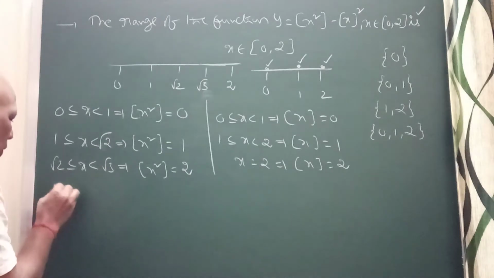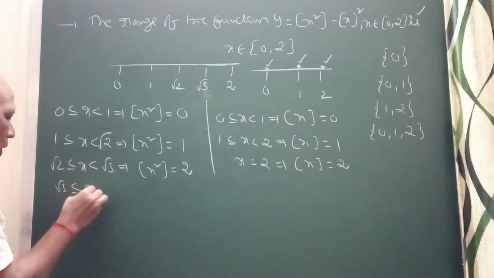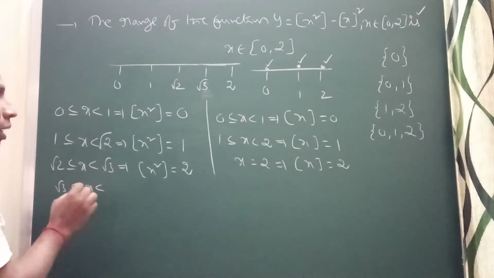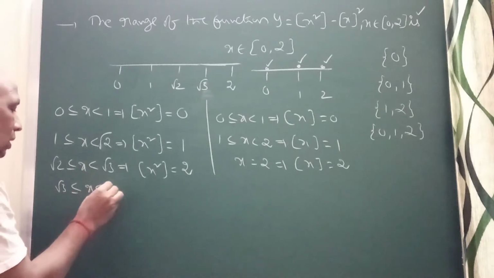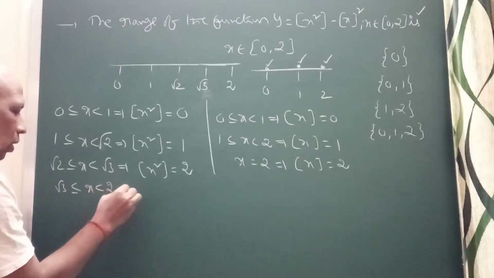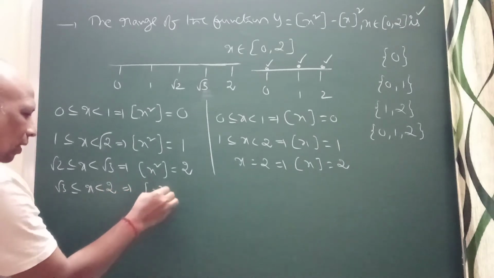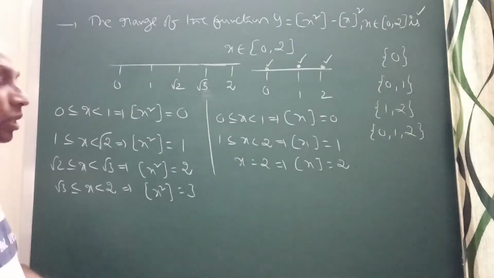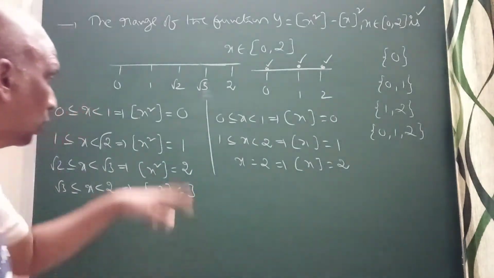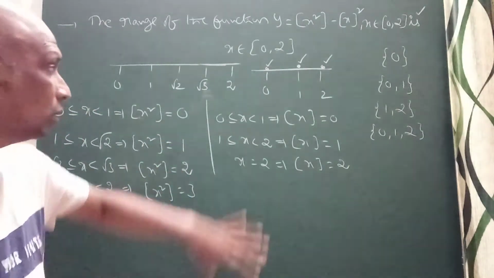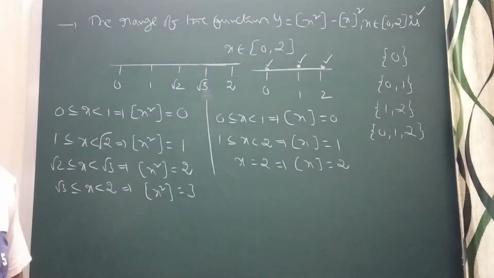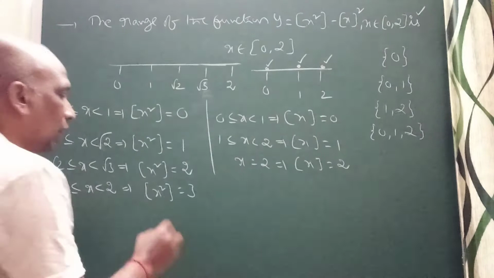Root 3 less than or equal to x less than, if we take this one, root 3 less than or equal to x less than 2. In this case, the step of x square will be equal to 3. So these are the possible values. We will get 0, 1, 2, 3. So here in this case we got 0, 1, 2. Again square of this, right? I should find the values. Finally, what can I conclude now?